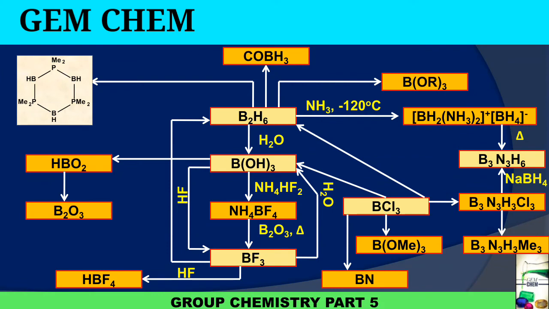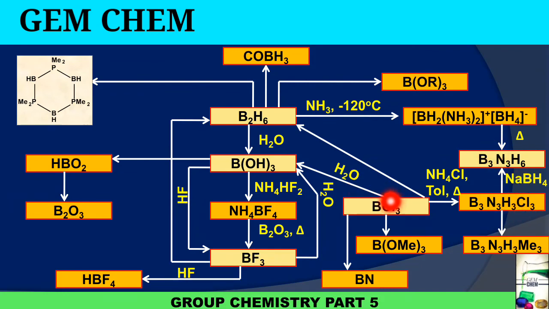Next, from B3N3H3Cl3, on reduction using NaBH4 we can produce borazine. This particular conversion from this side to this side is already shown in the inorganic polymer video. You can watch it. I will give the link in the description box. Next, if we add BCl3 along with NH4Cl and toluene, again we can obtain B3N3H3Cl3 and from there we can approach borazine.